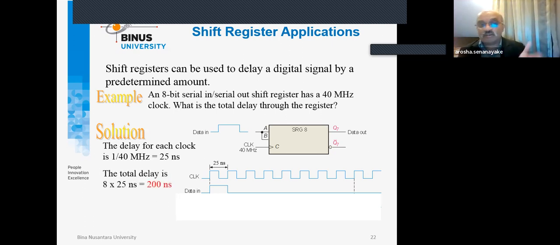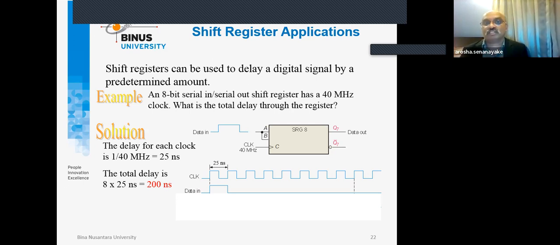In this case we have 8 bits, so 8 times 25 nanoseconds is a 200 nanosecond delay. Whatever data comes in will be available at the output after 200 nanoseconds. What is the meaning of that? We have to understand very clearly: this works as a delay circuit, and that is valuable for many applications, as I explained just before, activating S0, S1 together with shift right and shift left.